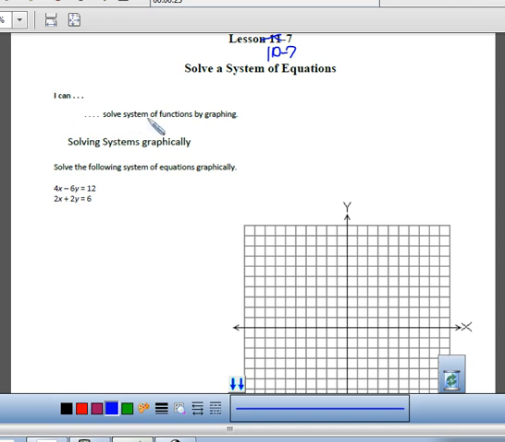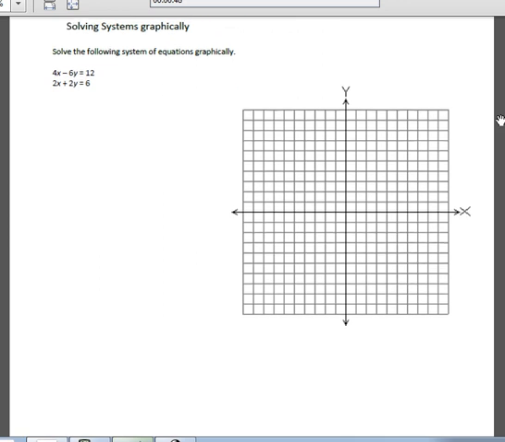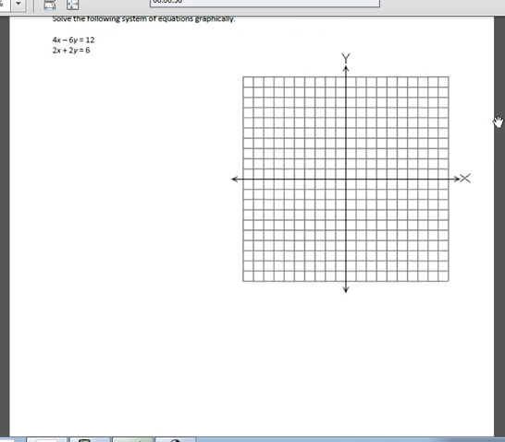So I can solve systems of functions by graphing. So we're going to be doing solving systems, that means more than one, by graphing. We'll start with something very familiar to you, which is two linear systems, but then we're going to get into solving systems that involve other types of functions. Alright, so you will need your graphing calculator. Actually, you don't need it, but it becomes a lot more work without it.